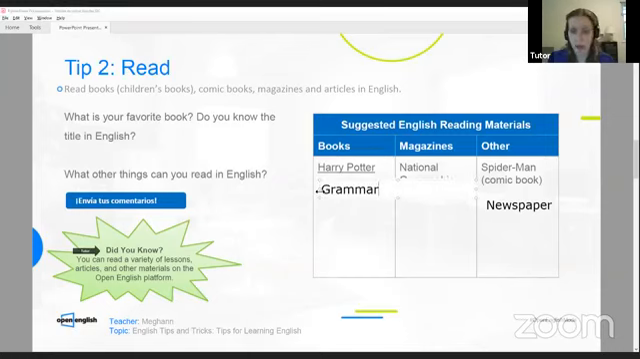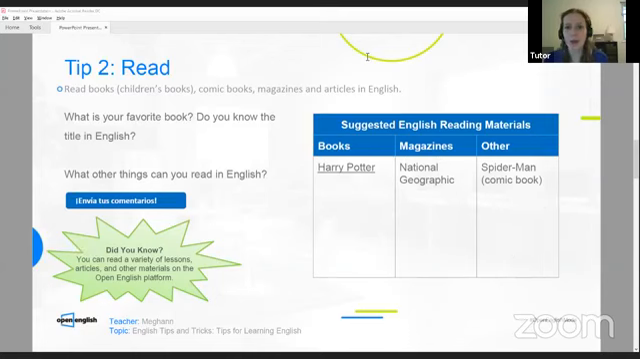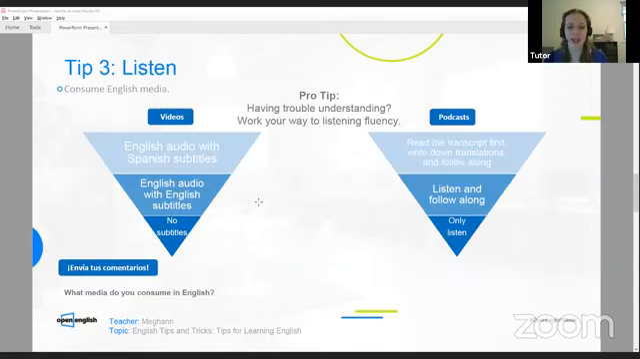We had grammar books, that's like for official studying, right? And we also had the idea here for web pages, articles about running. So I will say here, running articles. Excellent, lots of great tips here, great work. Okay, let's continue and we will learn even more tips for learning English.